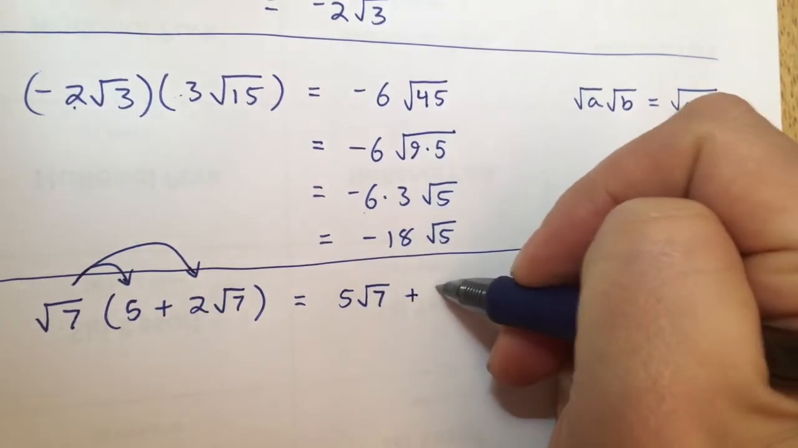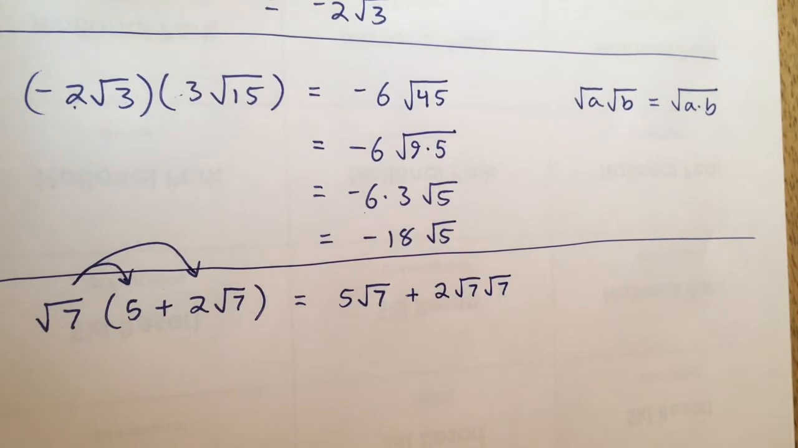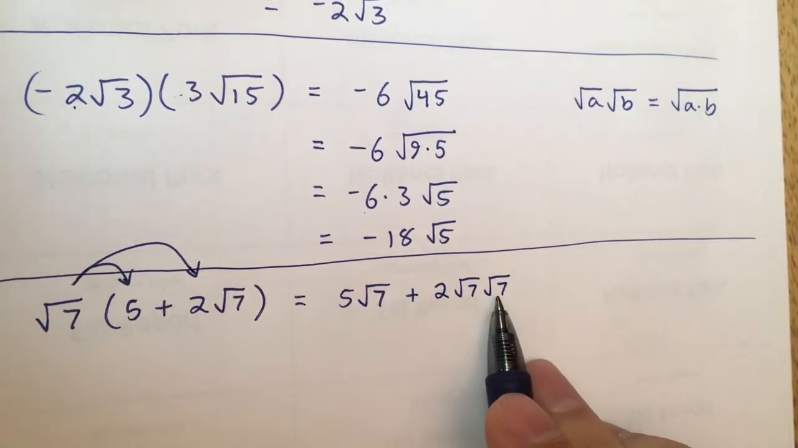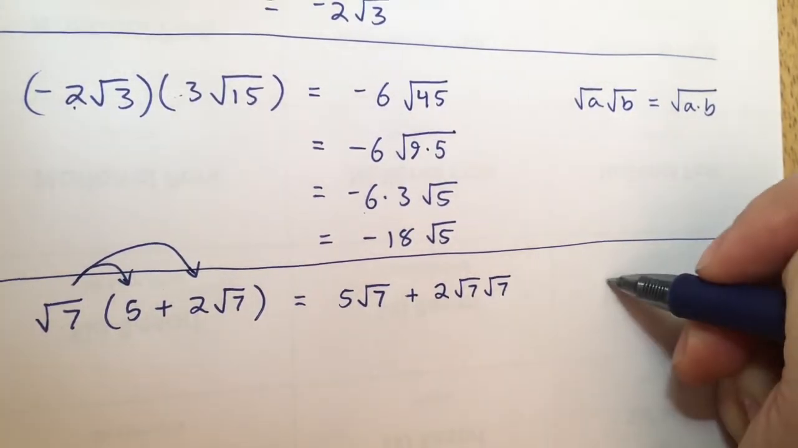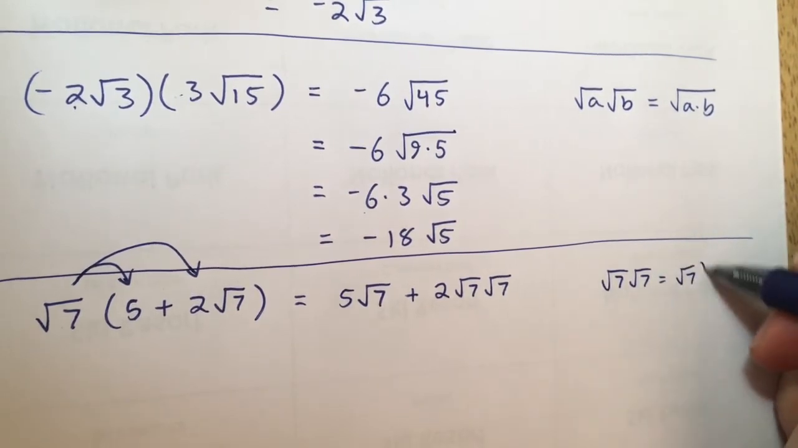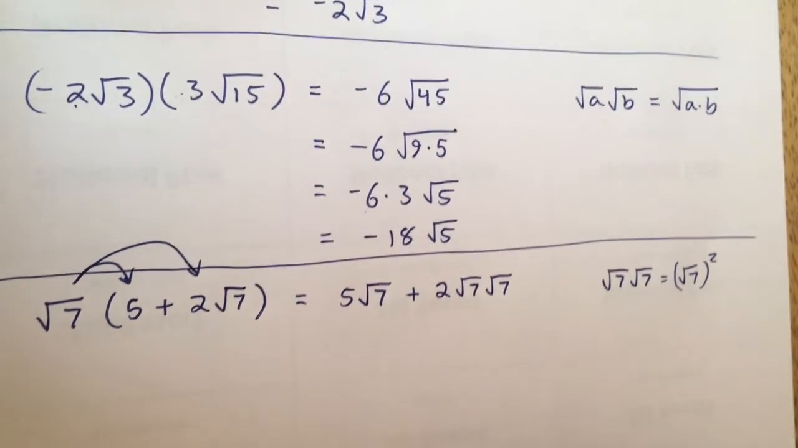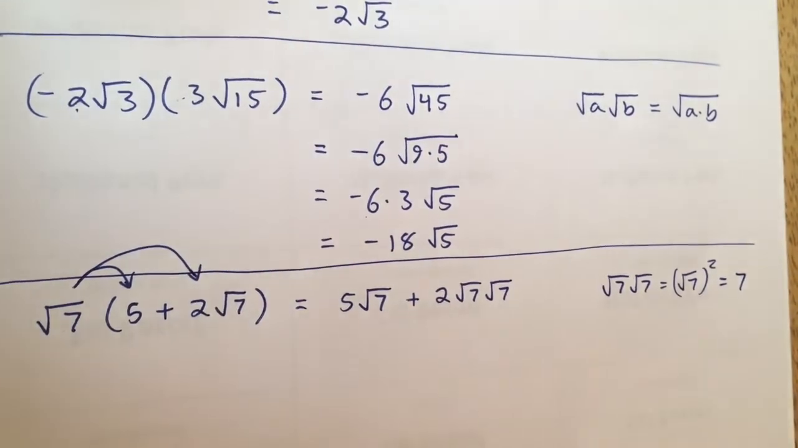All right? So it's going to be 2 times root 7 times root 7. What's root 7 times root 7? Well, that's root 7 squared. But what is the square root of 7? It's the number that when squared gives you 7. So by the very definition of square root, this is equal to 7.